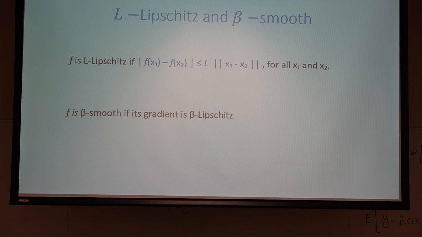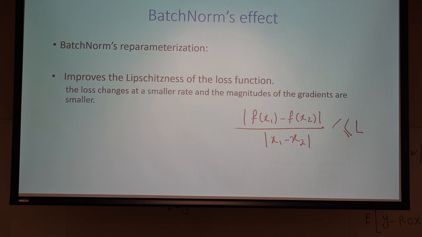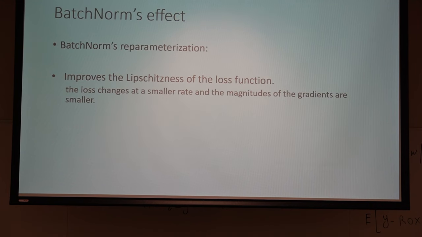So Lipschitzness basically is bounding the gradient, and smoothness is bounding the second gradient. Okay. I had it here. Let me show you this.